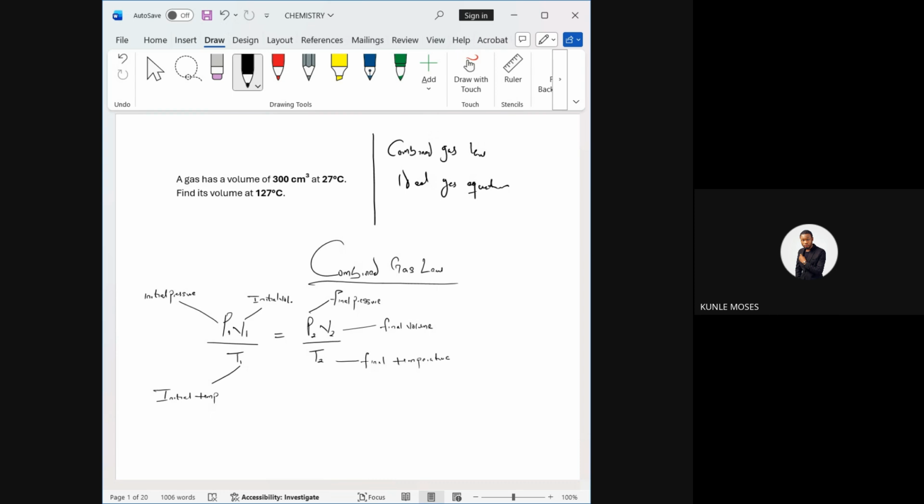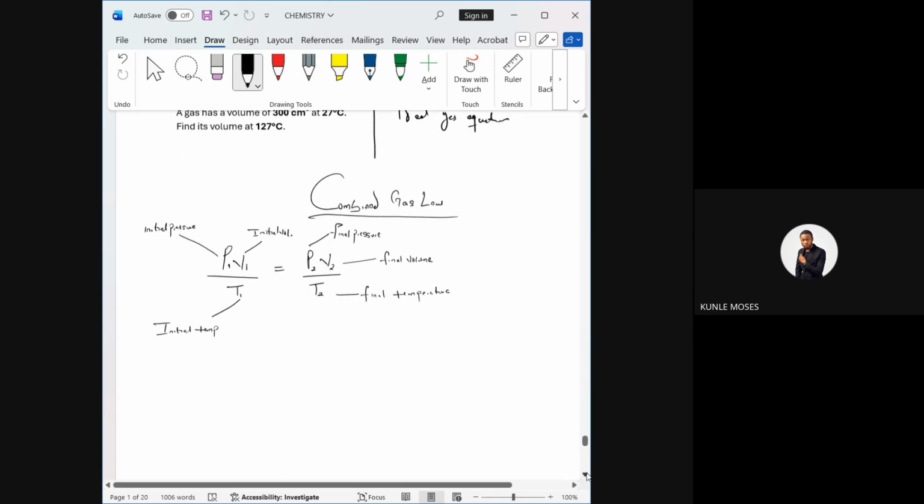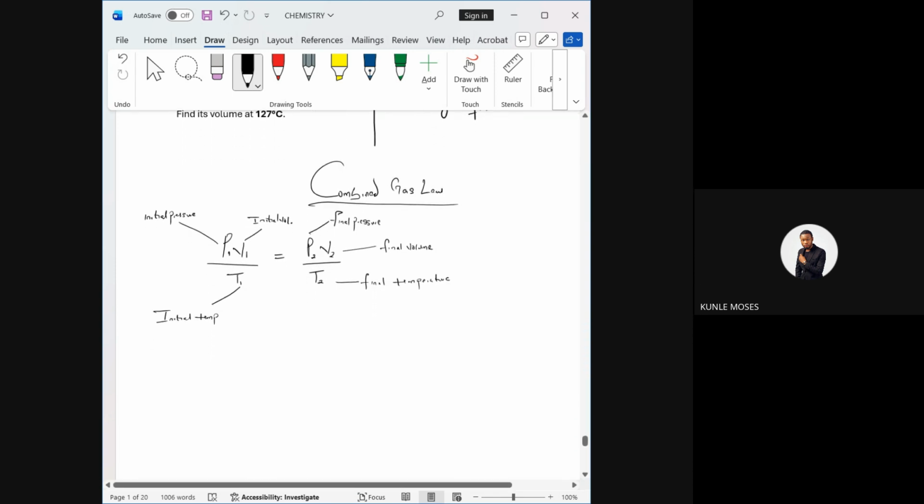Let's consider an example. I want you guys to do it using this formula. Let's use this as a worked example. Let's look at this question.